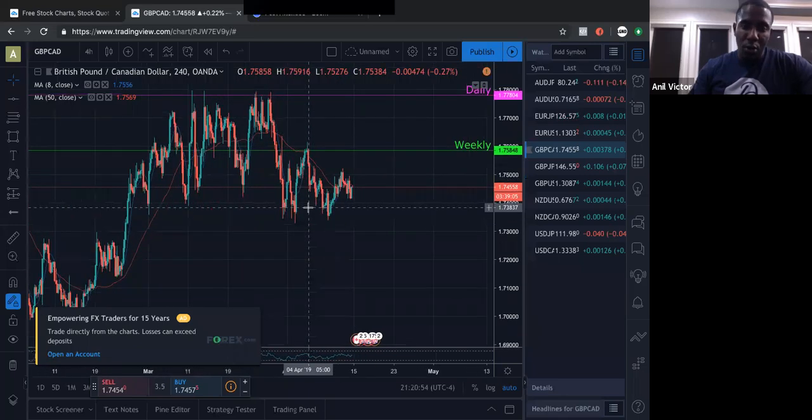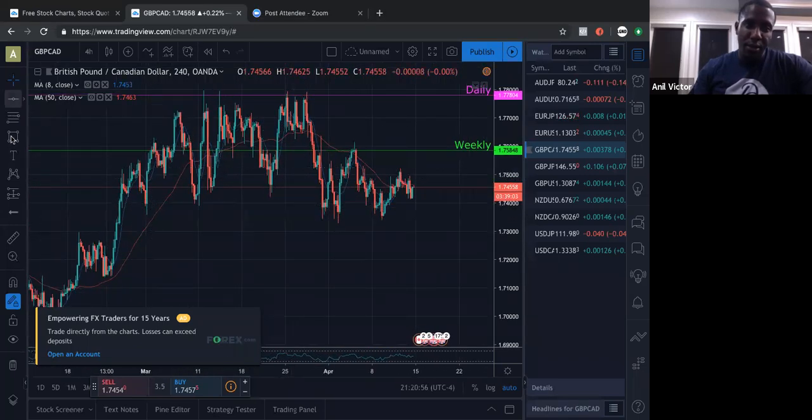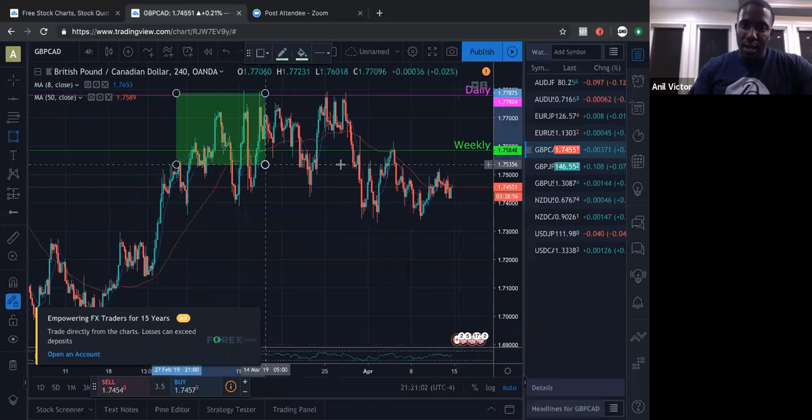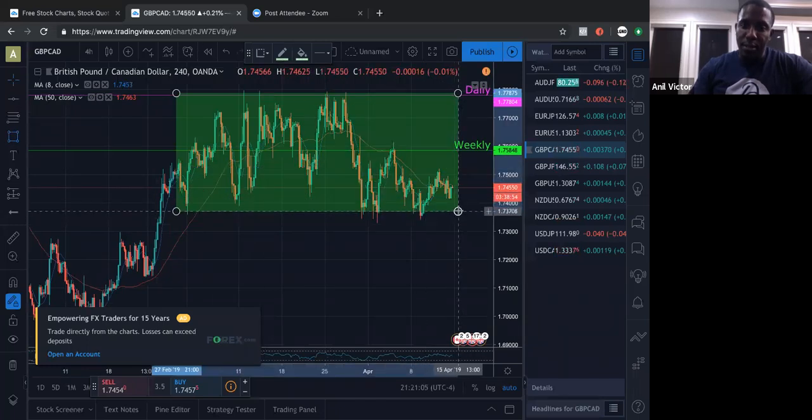Like I mentioned before, we got consolidation right in this area. So this is a no-go for me. I do not like to play around with stuff like this because it's hard to gauge.